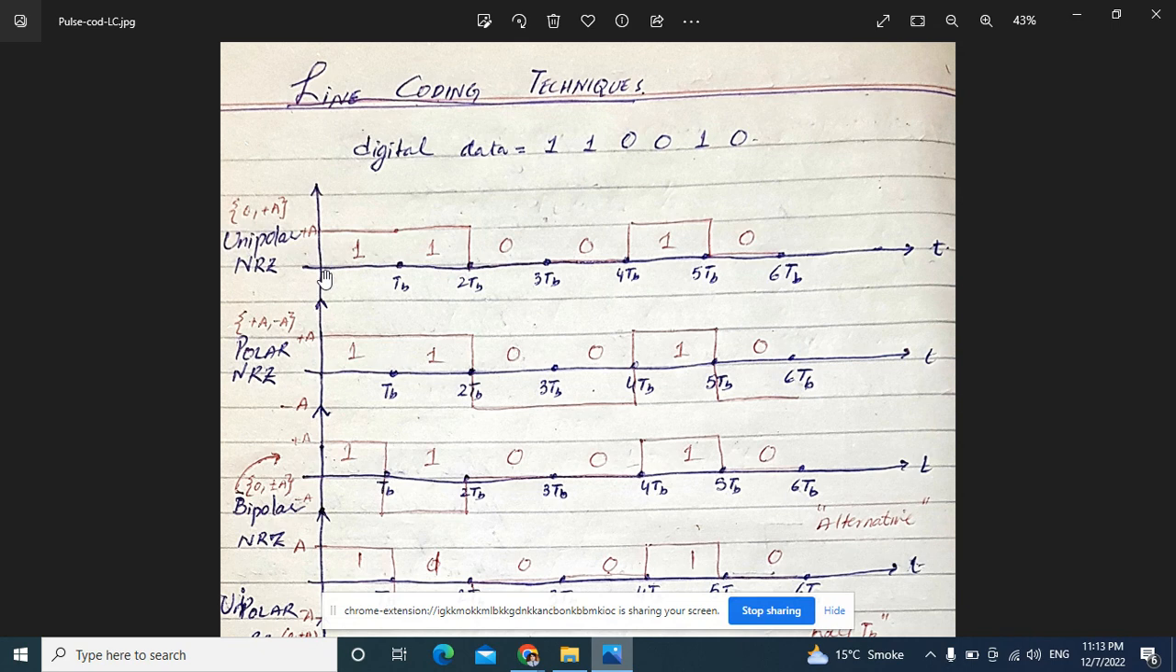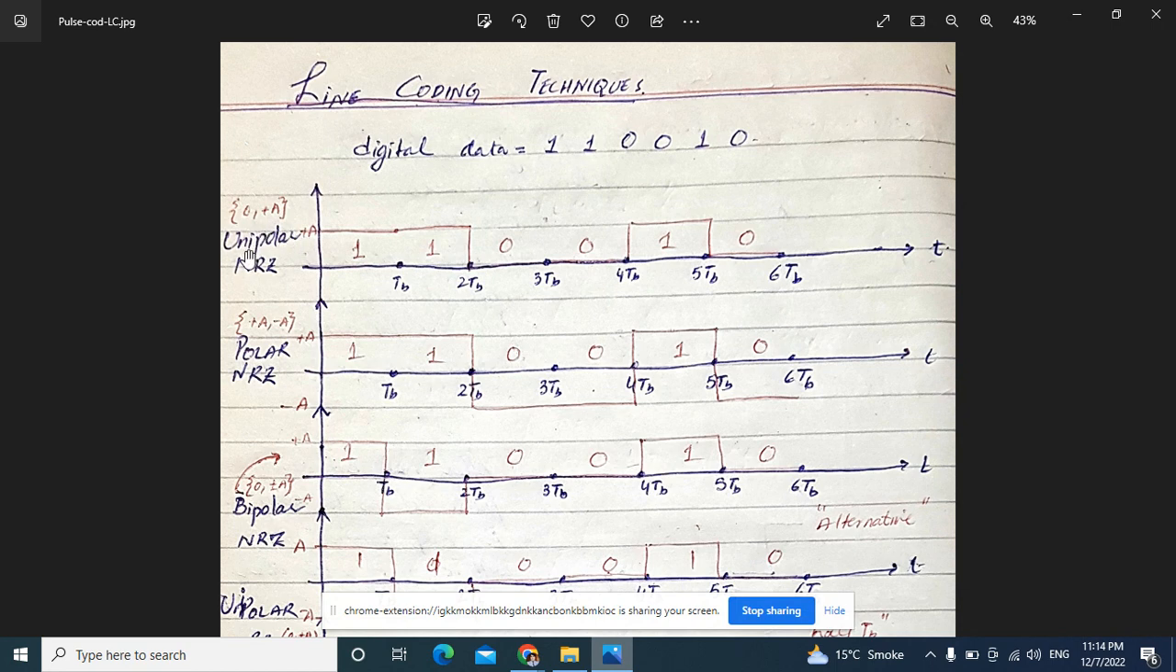So you can just draw the graph here. The y-axis is the amplitude and the x-axis is the time. Here you can write the bit duration TB, 2 TB, 3 TB, 4 TB, 5 TB, and then up to 6 TB, because you have six data bits. So you can write each data bit one by one: 1, 1, 0, 0, 1 and then 0.